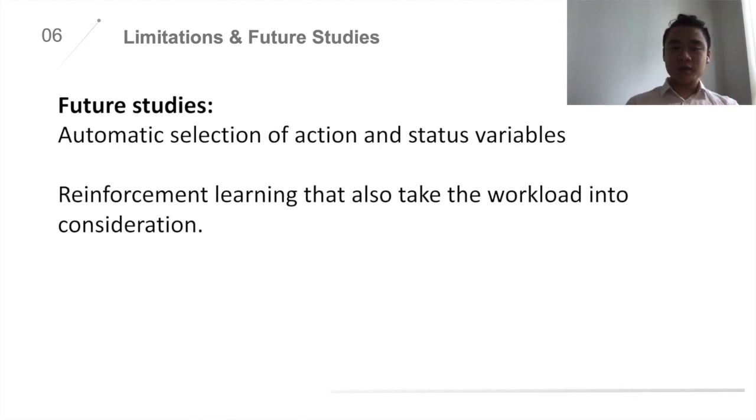And there are several future studies. First, for our current system, we select the action variables and status variables manually. If studies can be adopted to automatically select the actions and status variables, then the system will become more automated. One interesting way of doing this will be using reinforcement learning or statistical methods to analyze which status and action variables reflect our needs the most, and then construct the architecture of the neural network automatically. And this falls into the area of automated machine learning.